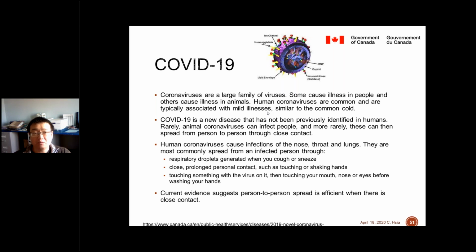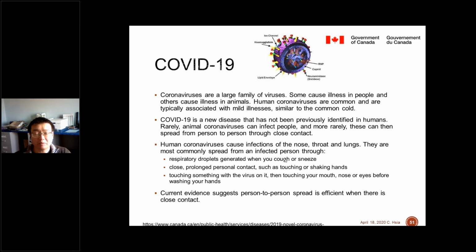Okay, so we've actually experienced coronaviruses in the past. COVID-19 is a new disease that has not been previously identified in humans. And that's what makes it challenging, is that because humans haven't been exposed to this before, we don't have any natural immunity to it. Rarely, animal coronaviruses can infect people, and more rarely, these can spread from person-to-person contact. And a lot of these human coronaviruses could have come from other reservoirs, meaning other animals that were harboring it for a while. Human coronaviruses cause infections mainly of the nose, the throat, and the lungs.